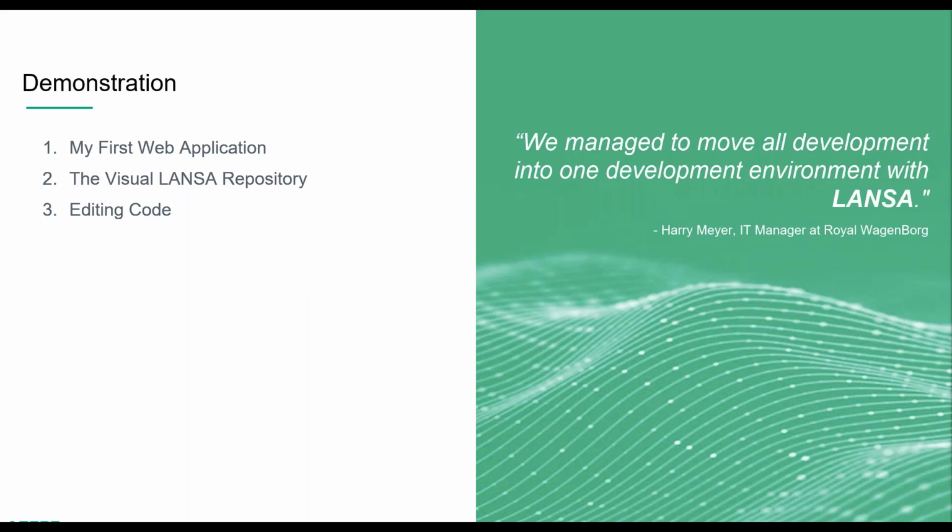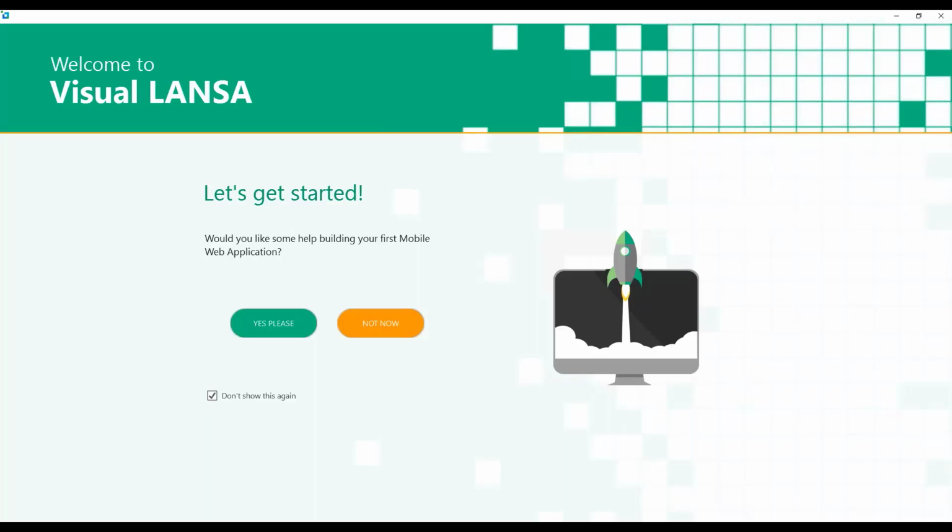So this is where we're going to go on to the demonstration. First of all, what I'm going to show you is when you first install LANSA, you will get a nice little welcome page that will take you through how to build your first web application. And that's what I'm going to do. I'm going to build the first web application. Once that's been generated, I'll then go into the repository and I'll show you the structures of the repository, and I'll show you various aspects of how we can maintain the code and even how we can change that code. So I'm going to jump over now to my development environment.